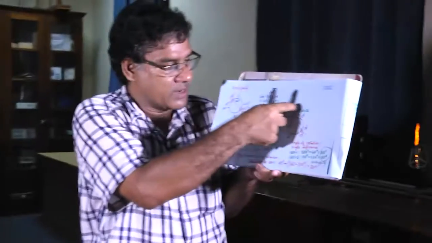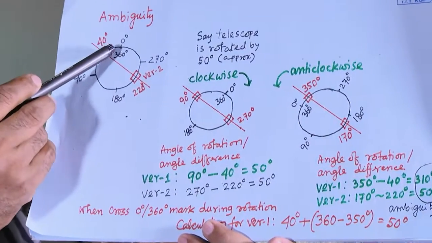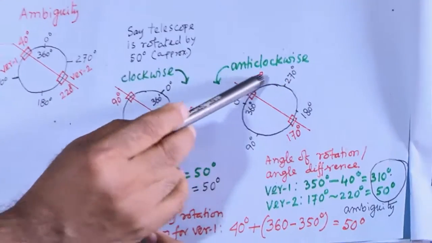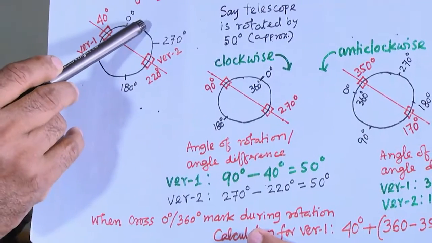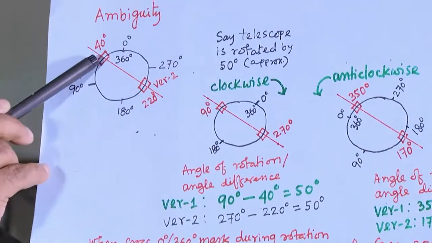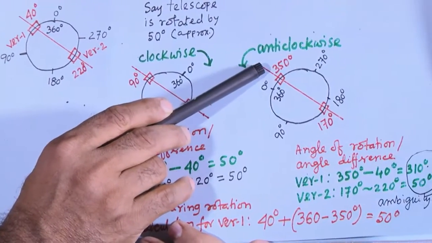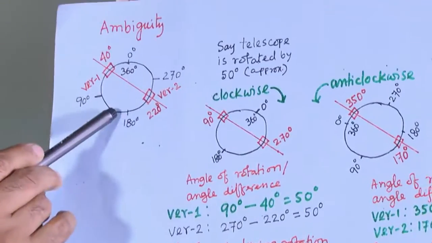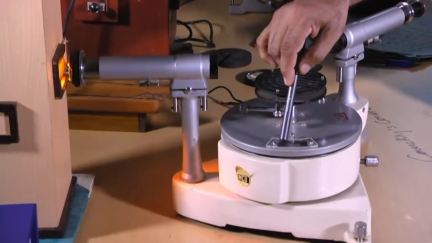When rotated anti-clockwise, the main scale is rotated by 50 degrees. So, what will happen? This part will come to this vernier position. Counting 1, 2, 3 up to this, these are 350 and then 360. So, this part has come below the vernier, and the reading will show 350 degrees. On the other side, it goes anti-clockwise, so vernier 2 gives a reading of 170 and this reading is 350 degrees.